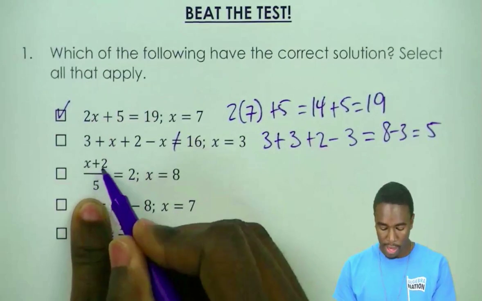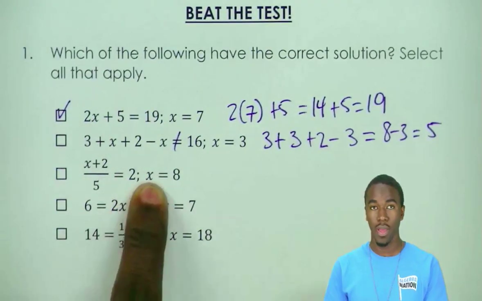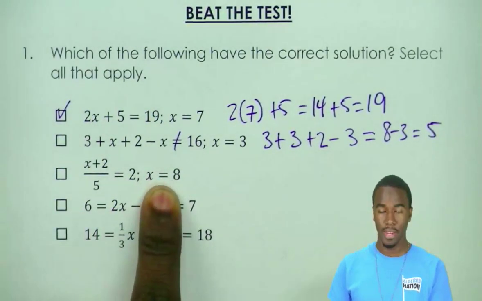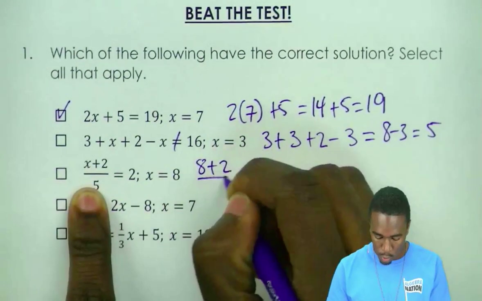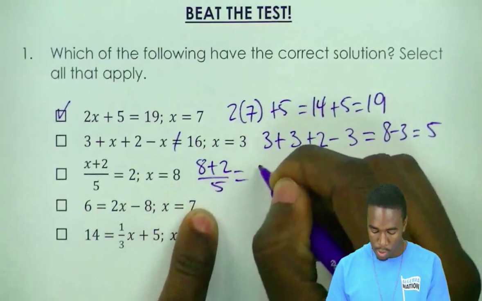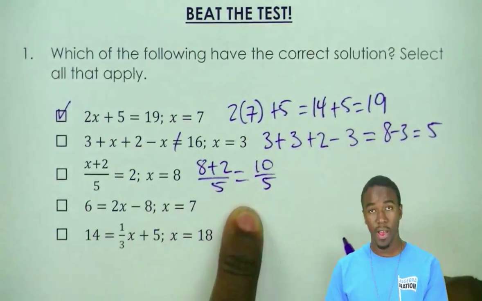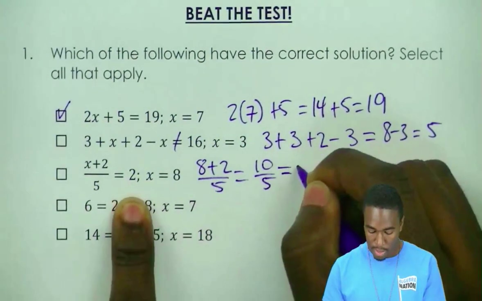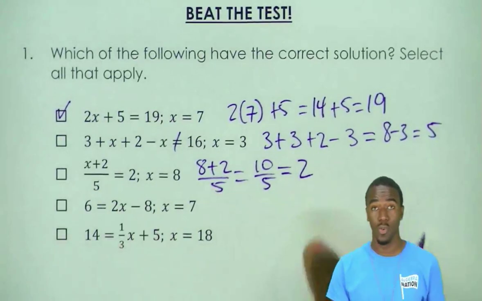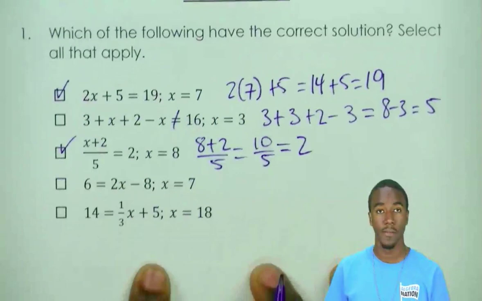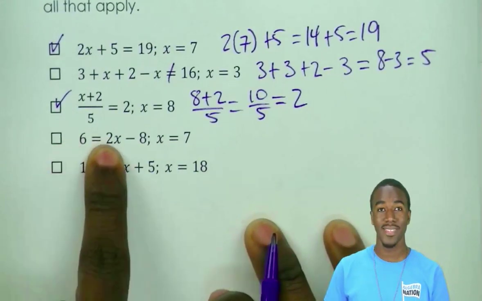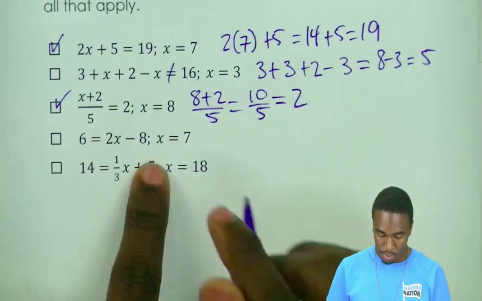Here we have x plus 2 divided by 5 is equal to 2. That's true when x is equal to 8. Well, we're going to be the judge of that. So here we have 8 plus 2 over 5. 8 plus 2 is 10, divided by 5. What is 10 divided by 5? That's going to be equal to 2. Cool? So that works. Last time I checked, 2 is equal to 2. We're good with that.